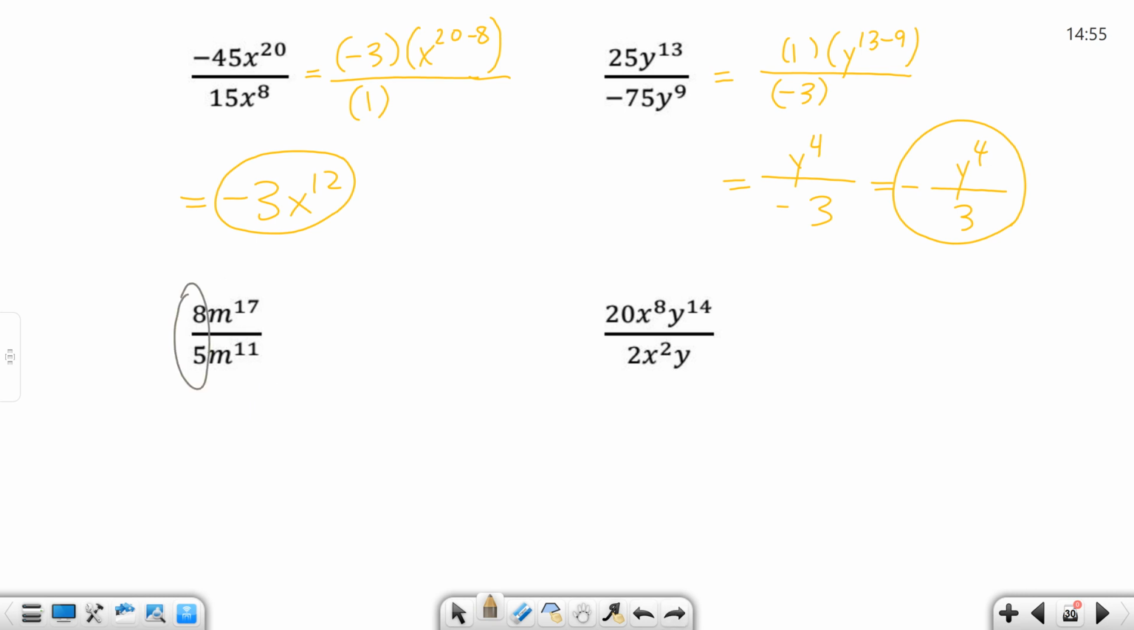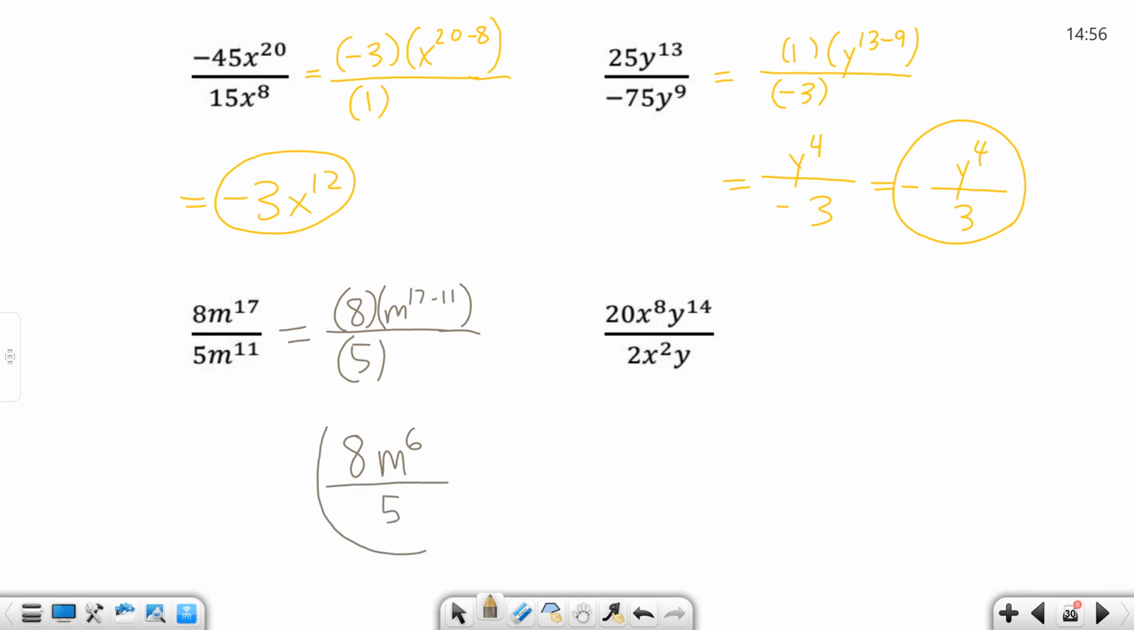So on the next one, again, I have 1 term over 1 term. So if I look at my factors, can 8 and 5 simplify? Nope. So guess what? Bring 8 and 5 out here. And then m to the 17th is bigger, right? 17 is bigger, so m to the 17 minus 11 in the top, or the numerator. So that gives me 8m to the 17 minus 11, which is 6, over 5, and I can't do anything else with that, so that is my final answer there.